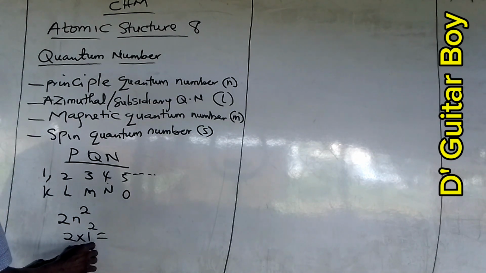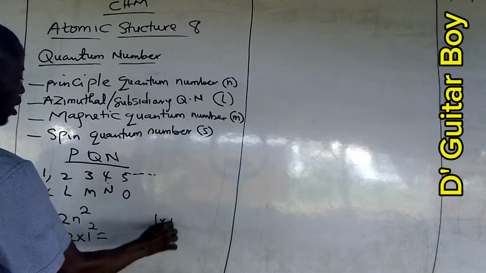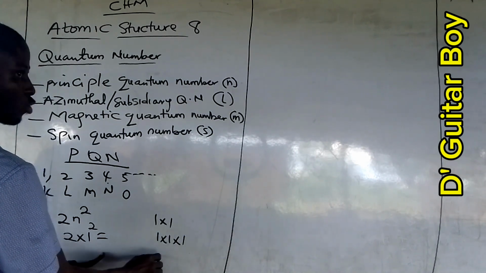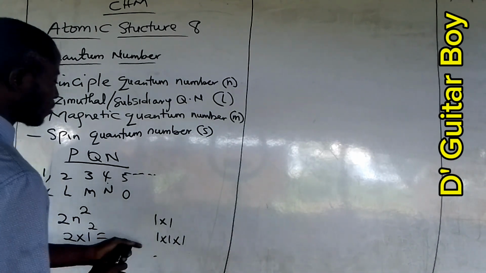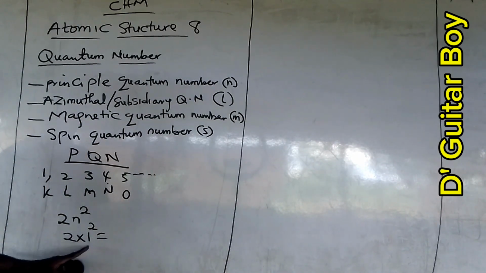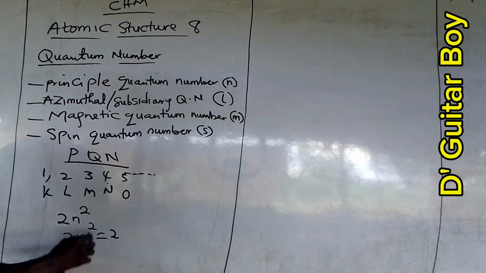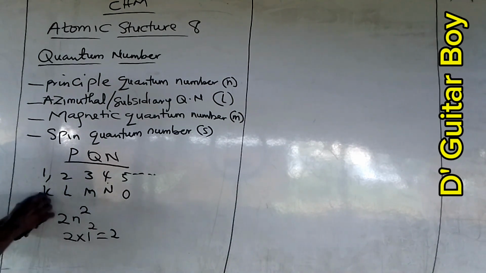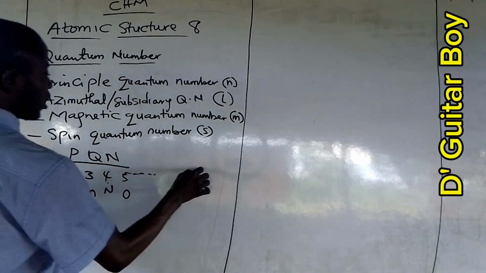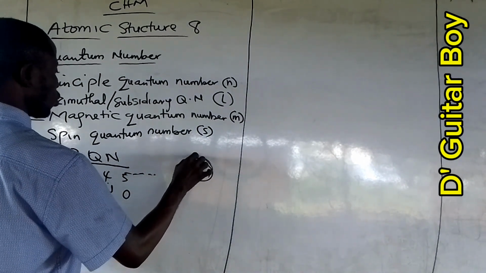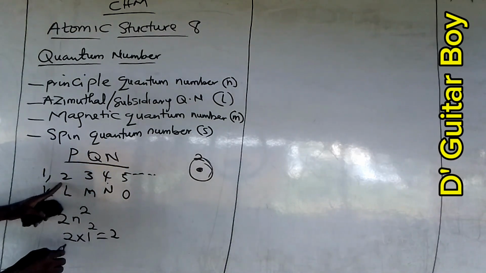1 raised to power 2 means 1 times 1. 1 raised to power 3 means 1 times 1 times 1. 1 raised to power 4 is 1 times 1 times 1 times 1. So 1 raised to power 2 means 1 times 1, which is equal to 1. So 1 times 2 is 2. So the K shell, when n is 1, will carry a maximum of 2 electrons.